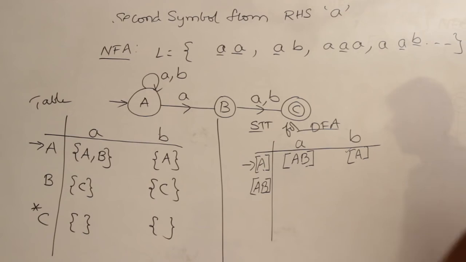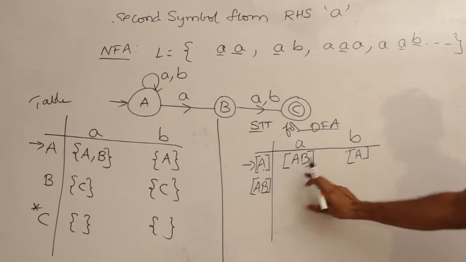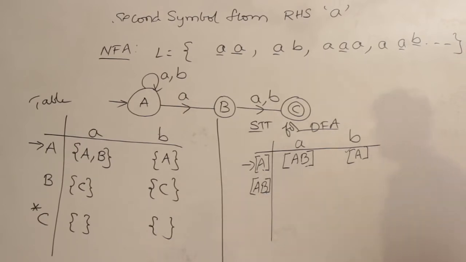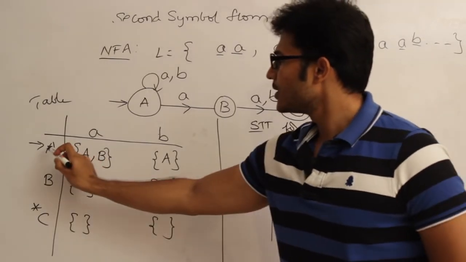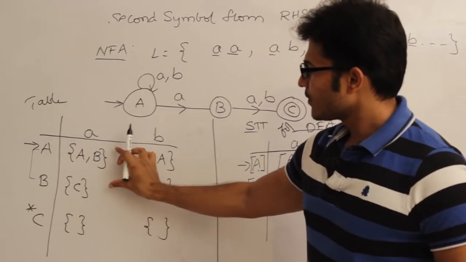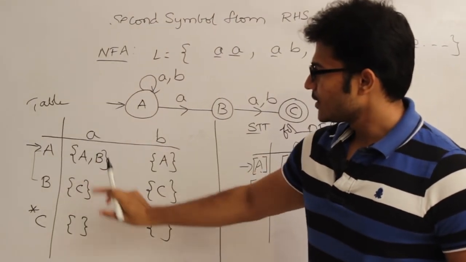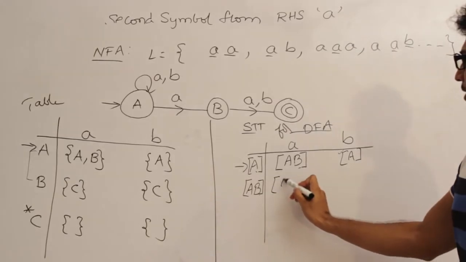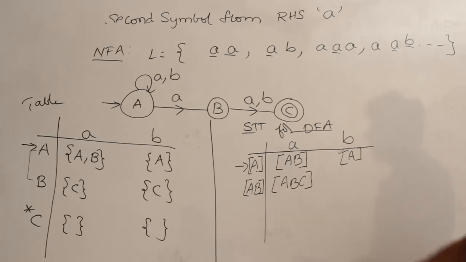Now after taking AB, I have to write the transitions here. So if you have two states here, just go to the NFA and take the two states. What are the two states? A and B. Now try to union these two rows. If I union these two, what is the result? A, B and C. Therefore, I am going to write A, B and C.